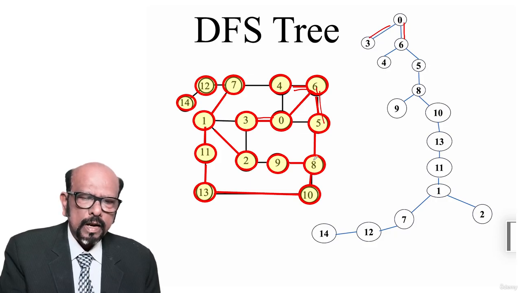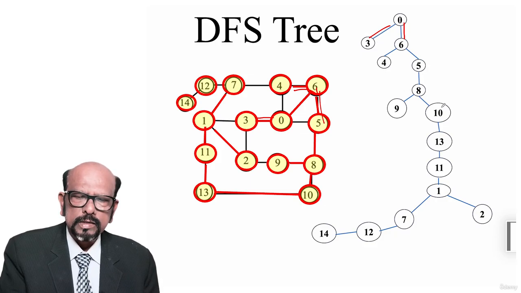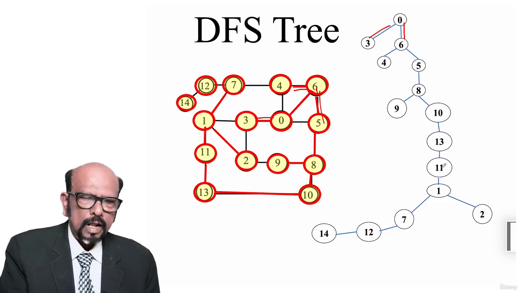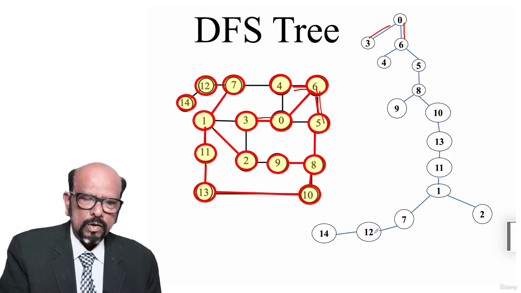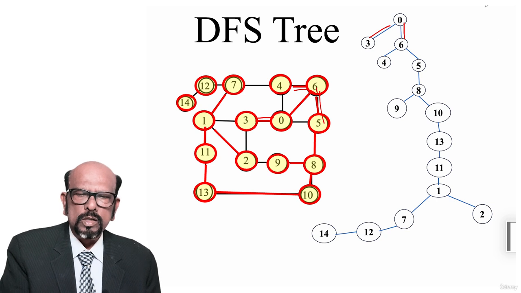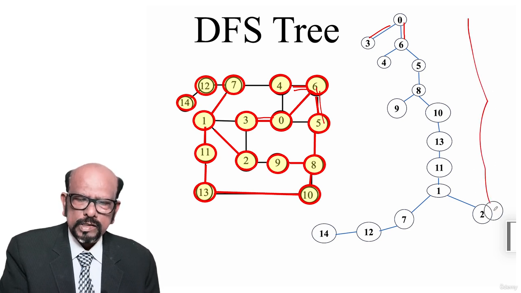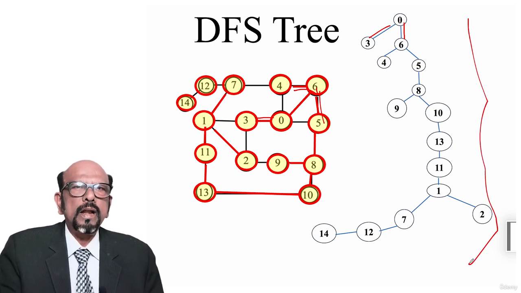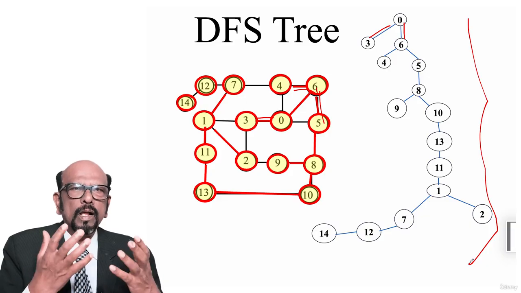From 8, 9 and 10, two branches. Then from 10, 13. From 13 to 11. Then 11 to 1. From 1, 7 and 2. Then from 7, it goes to 12 and 14. So this is the depth first search tree generated by our algorithm.